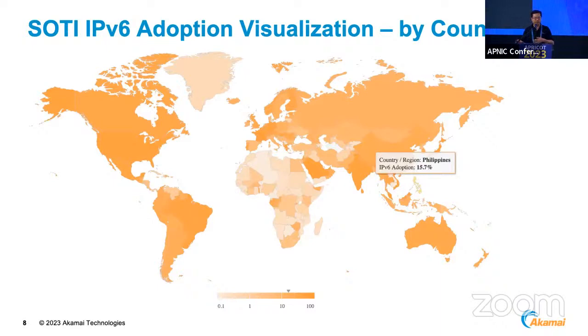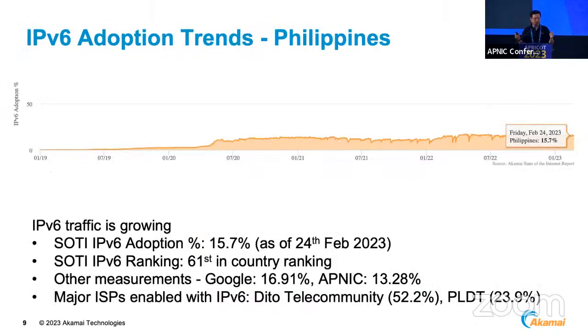And then if you look into the trend for the Philippines, they have had quite a big jump since mid 2020, and they have now reached about 15.7%. And in terms of country ranking, they are 61st. Not that bad, but that could be better.